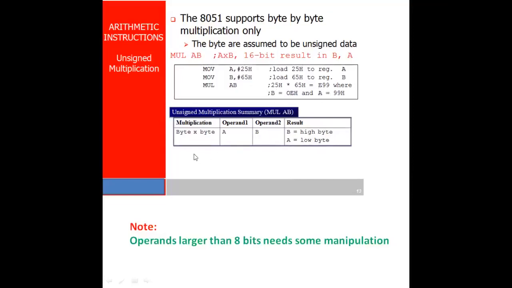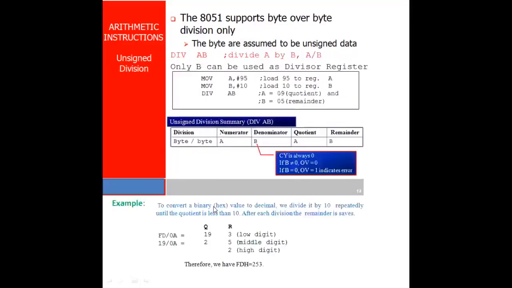Okay, so it can handle unsigned 8-bit numbers only. For operands larger than 8 bits, it will need some manipulation. It is possible, but you have to manipulate the data. So this is the division operation. You see, in the case of the 8085 microprocessor, we subtracted the number again and again. But here the division operation is directly performed by the 8051 microcontroller with the instruction DIV AB. Okay.